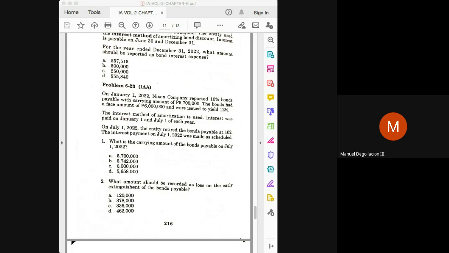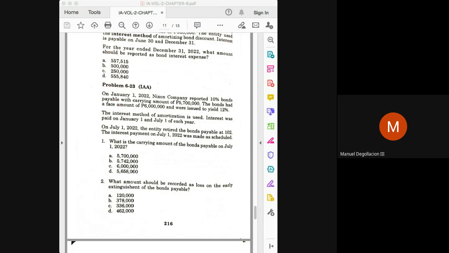And this is now the amount that will be deducted from the face value of 6 million to arrive at the carrying amount on July 1, 2022. So we would get 5,742,000. That is the 6 million face value minus the unamortized discount of 258,000. Again, the carrying amount is 5,742,000. And it is alternative solution.